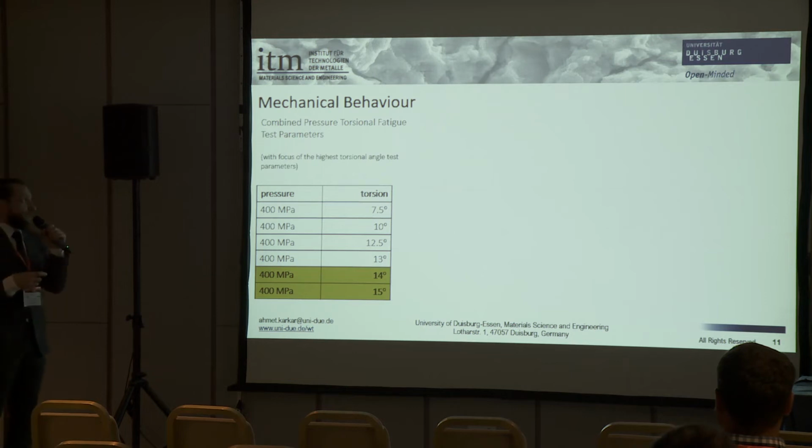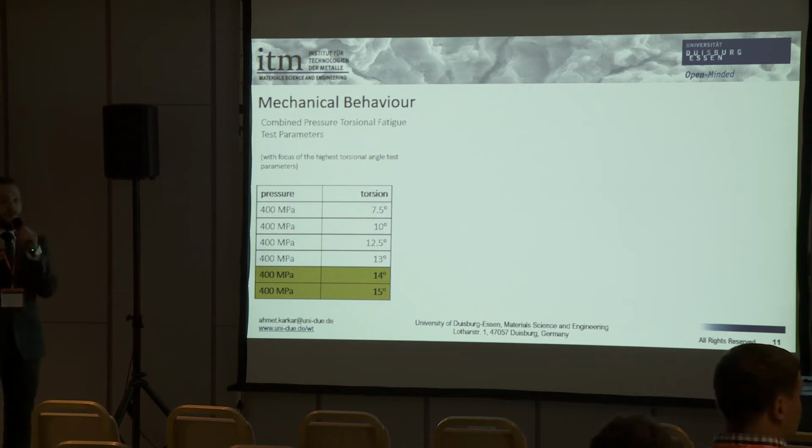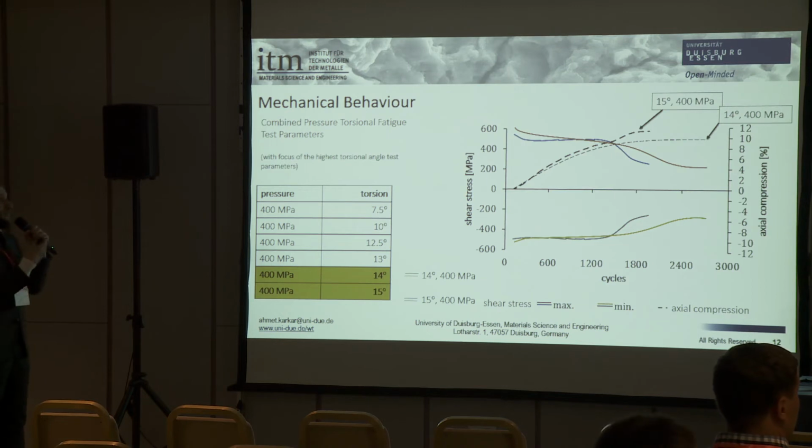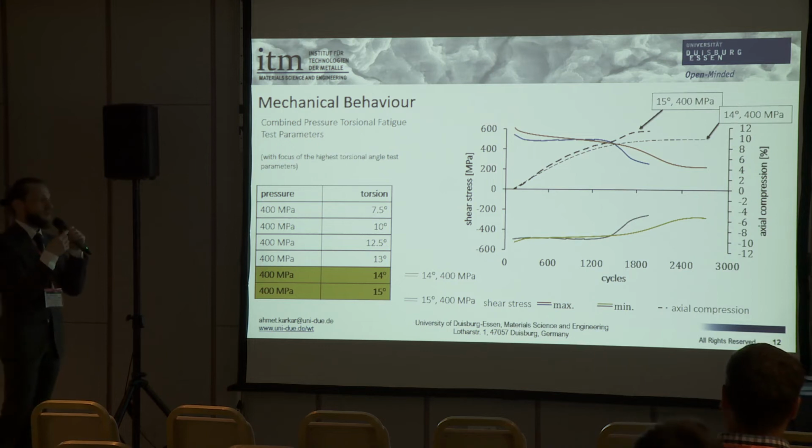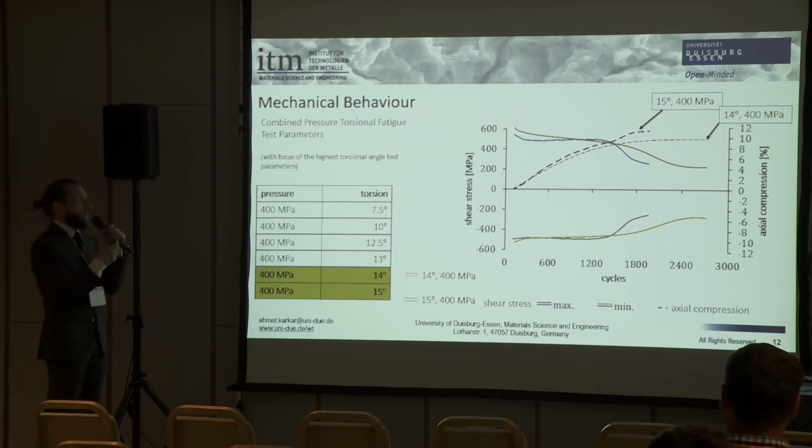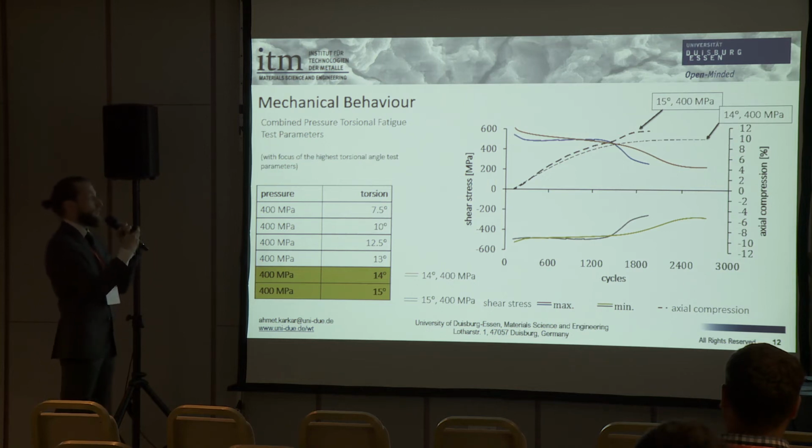As I mentioned, the tests were carried out with different torsional angles. In this study, we focus on the samples with high torsional angle to get a better understanding of the plastic deformation. If you look at the mechanical behavior, we first recognize that the yellow and orange shear stress curves belong to the sample with a torsional angle of 14 degrees, and that the gray and blue shear stress curves belong to the sample with a torsional angle of 15 degrees.